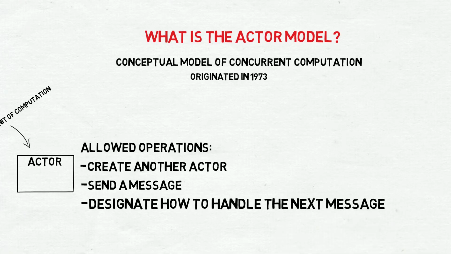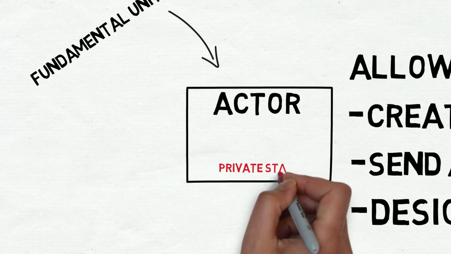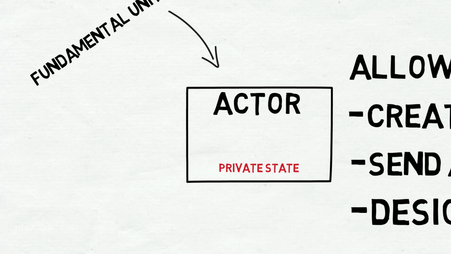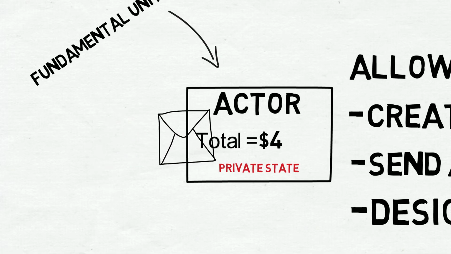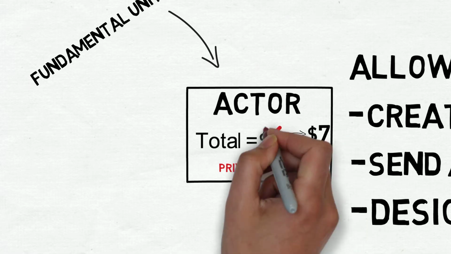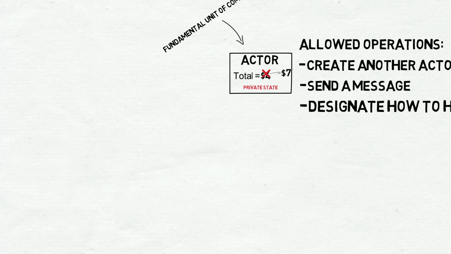The first two operations are quite easy to understand. Let's focus on the last one. An actor can hold its own private state, and it can decide how to process the next message based on that state. Let's imagine an actor that stores the total balance of our account. If our actor receives a message with a new transaction, it updates its state by adding the new amount to the already calculated total balance, which means that for the next message, the state of the actor will be different.